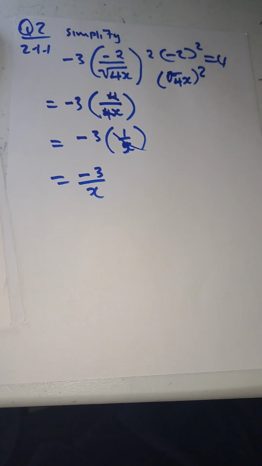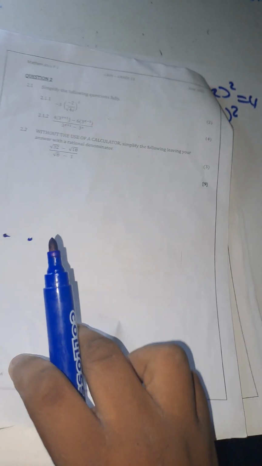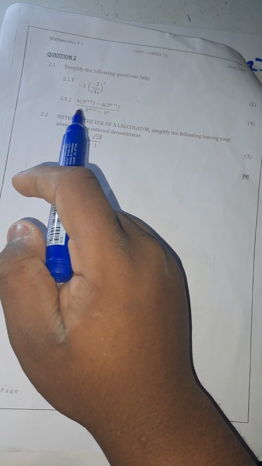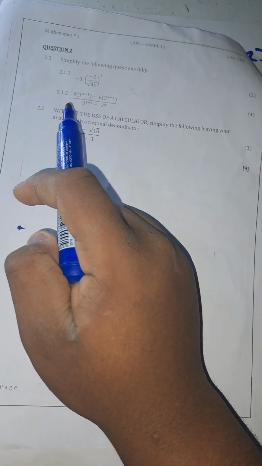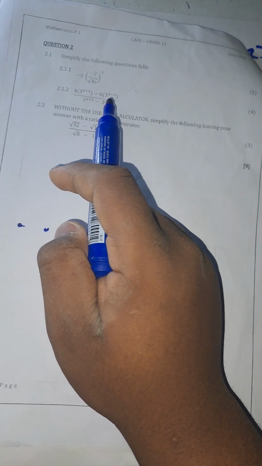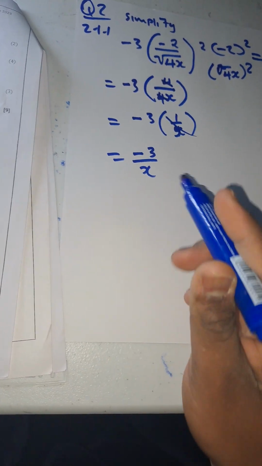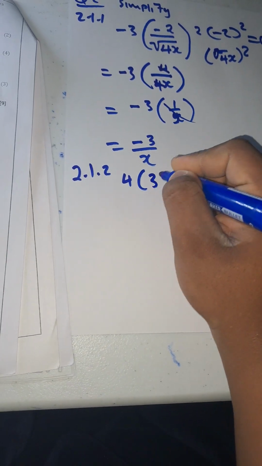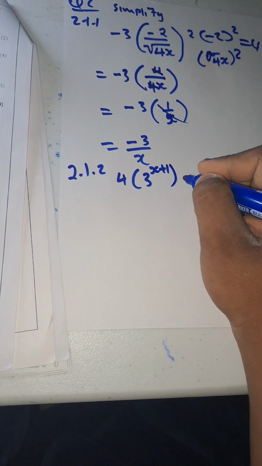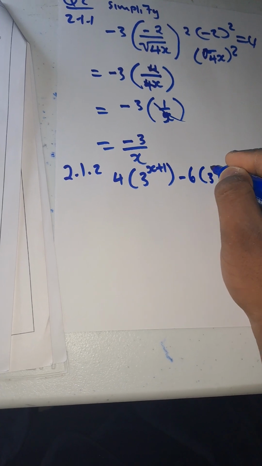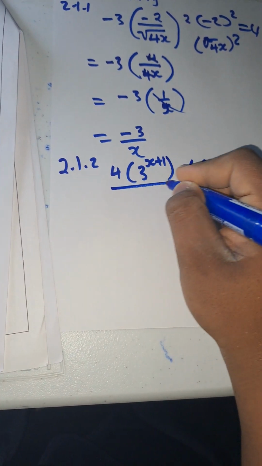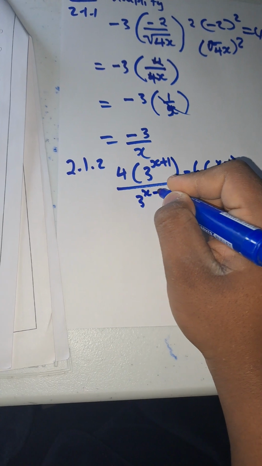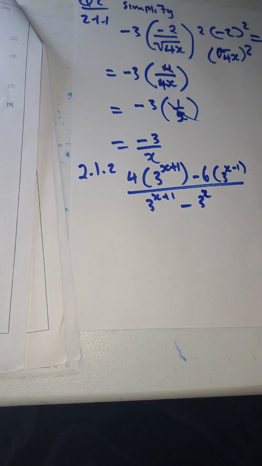Now number 2.1.2, 2.1.24, and then open brackets 3 to the power of x plus 1 minus 3 to the power of x minus 1 over 3 to the power of x plus 1 minus 3 to the power of x. So 2.1.2, 4 and then 3 to the power of x plus 1 minus 6 times 3 to the power of x minus 1 over 3 to the power of x plus 1 minus 3 to the power of x.